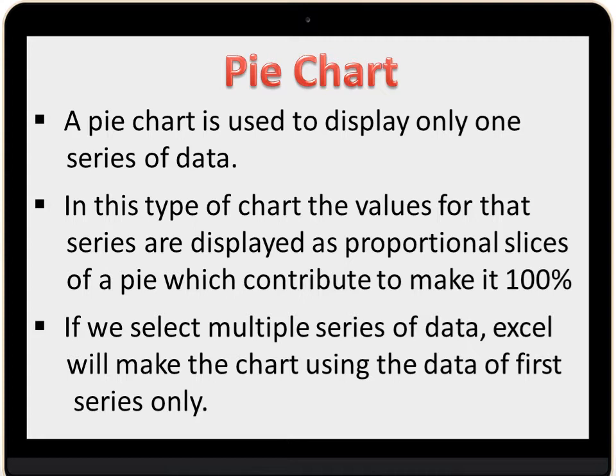If we select multiple series of data, Excel will make the chart using the data of the first series only. As I just now told you, even if the data contains a number of series of data, the pie chart will display the first series of data only.